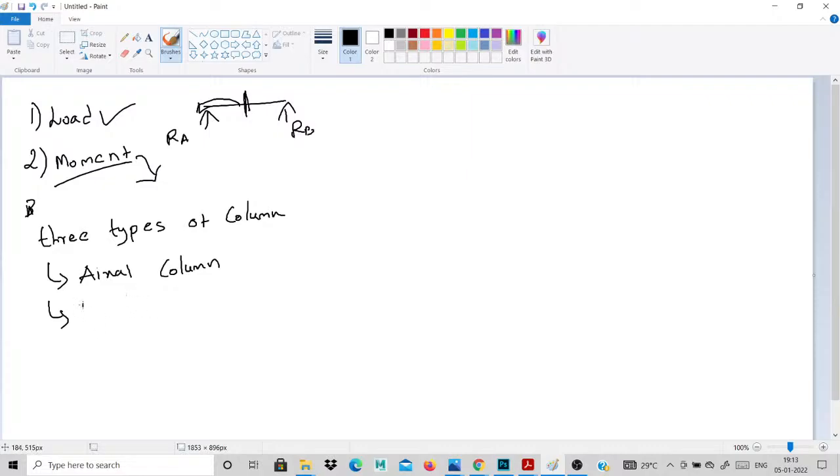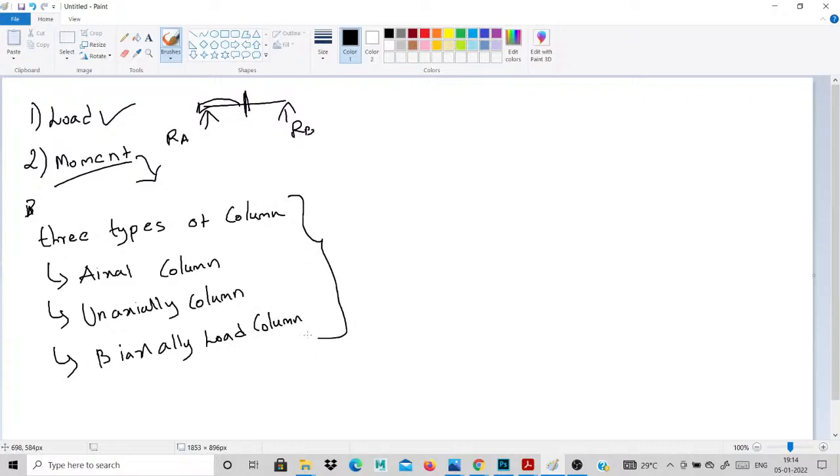Next one is the uniaxial column, next one is the biaxial column. The biaxially loaded column is the main important one to design your columns. These three columns are the main important ones to design. This is step one, the type of column. How to assume whether your column is biaxial, uniaxial or axial.